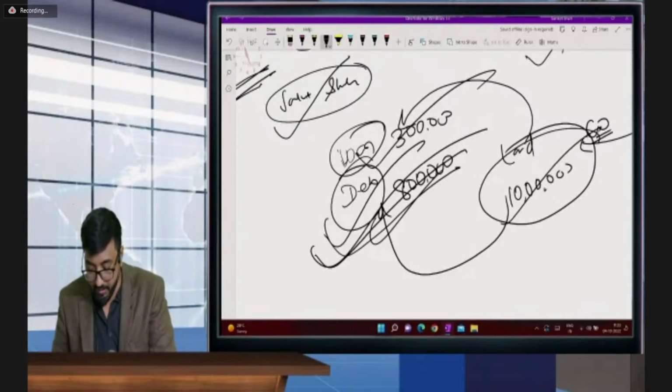Any difficulty till now? Yes. Can we purchase debentures? Yes, beta, you can purchase own debentures. In intermediate, you are going to understand it.